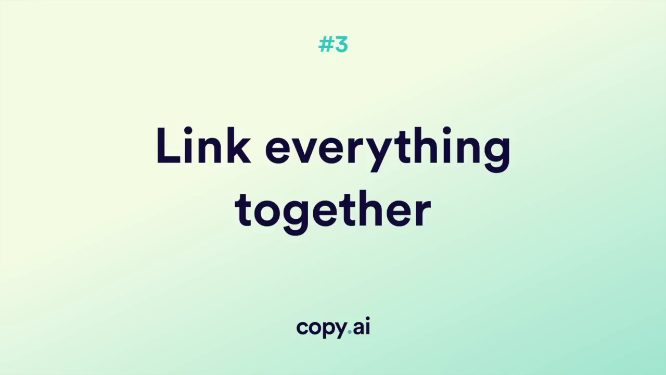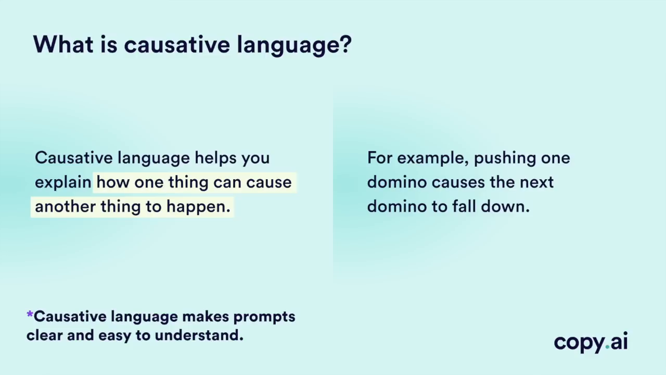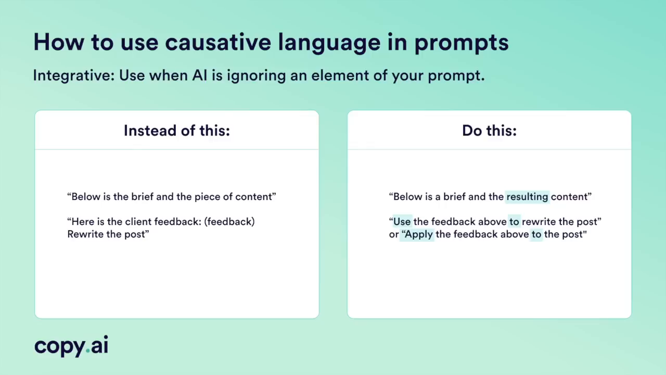Okay, so this topic is one of my favorites. It's really important. It will really change your prompt writing. Causative language. Causative language is how you clearly and richly relate elements of the prompt together, which helps the AI perform much, much better. So there's integrative, and you should use this when the AI is ignoring an element of your prompt, when you give it a brief and you want it to write something using that brief and it's not doing it, you give it feedback from a client on a post and it's just not using the feedback.